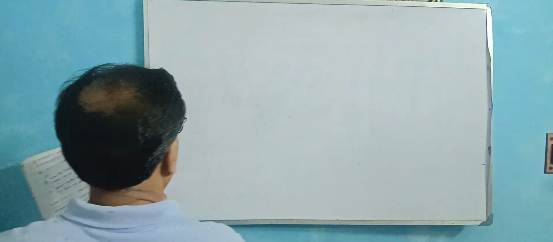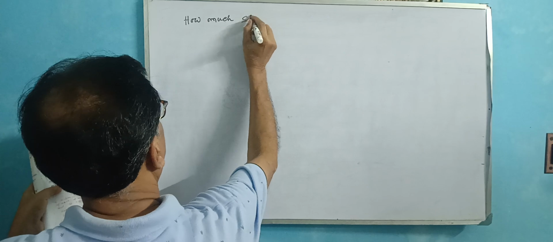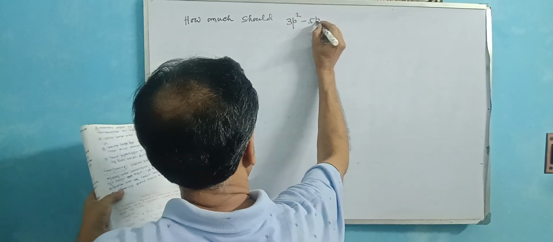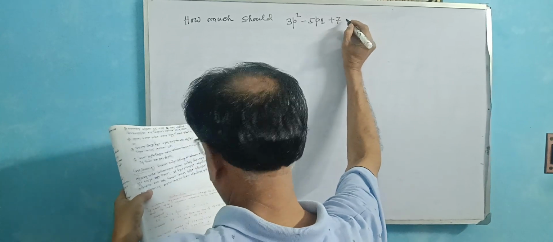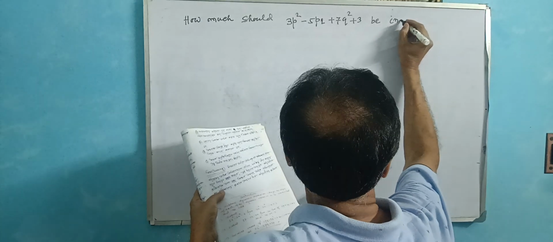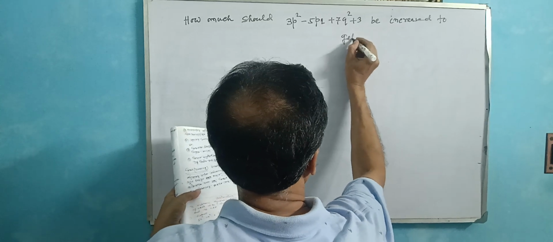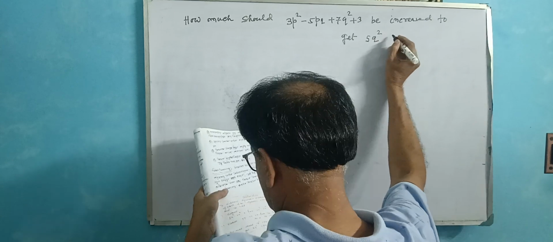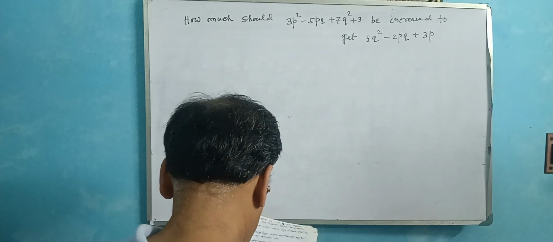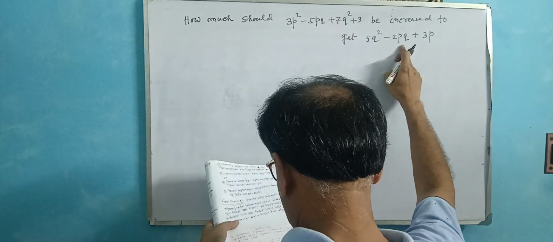Now, here is another sum, the interesting sum. How much should 3p square minus 5pq plus 7q square plus 3 be increased to get 5q square minus 2pq plus 3p plus 3? Okay, no problem at all.